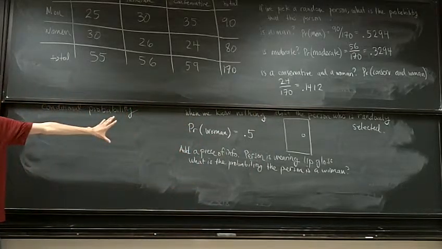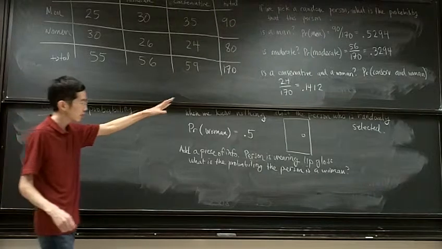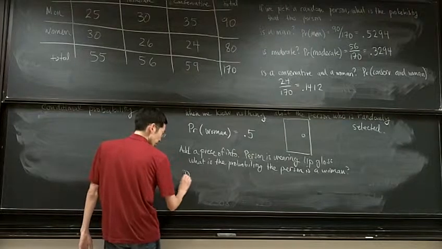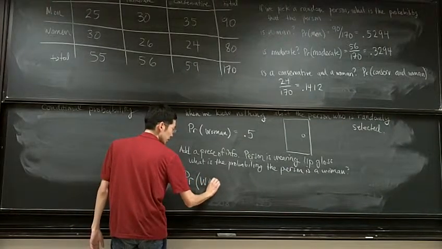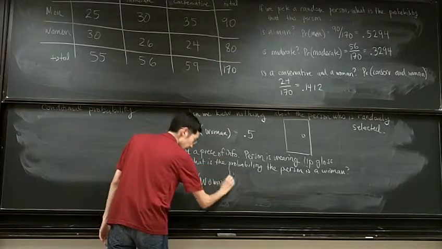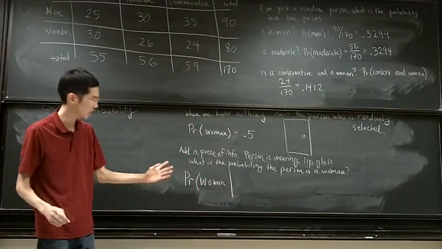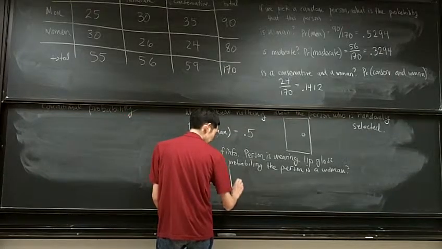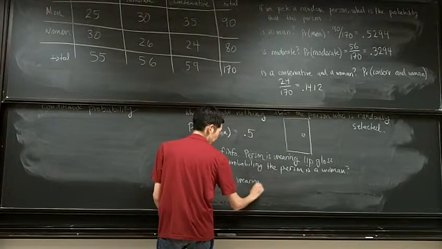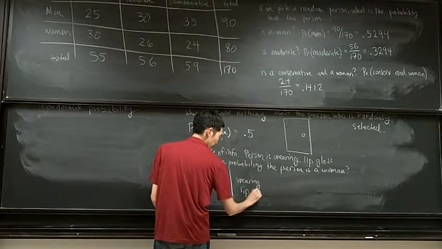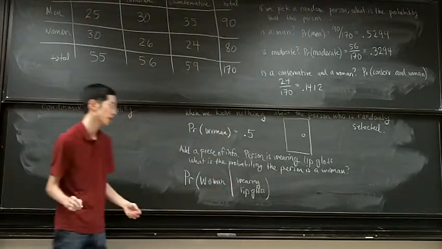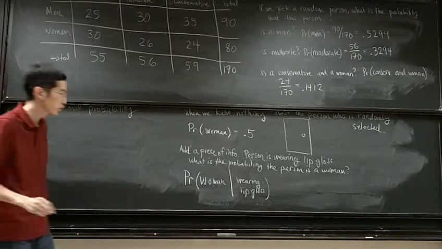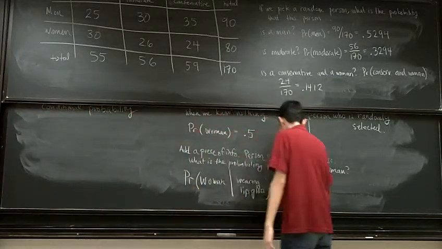To write this equation, to communicate that we know that this person is wearing lip gloss, we change the form like this. We write the probability that the person is a woman, but I write a vertical bar and we call that given. The vertical bar basically says, with this piece of information, wearing lip gloss. So now that we know that the person is wearing lip gloss, what's the probability that this person is a woman?